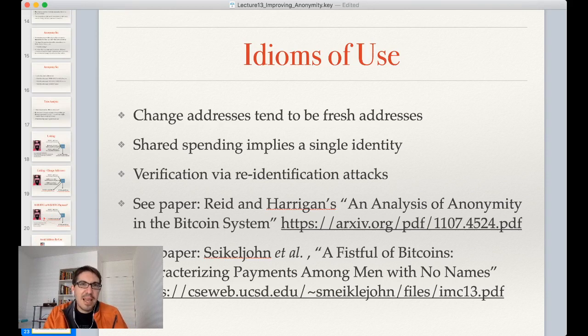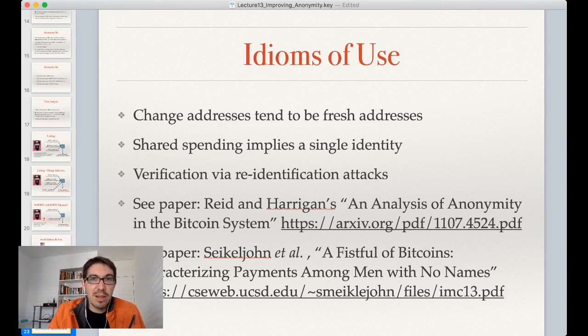So from the earliest days of Bitcoin, people have wanted to try to de-anonymize those using the system. And some of these early Bitcoin de-anonymizers in 2010 and 2011 came up with some idioms of use. That is, how do people use Bitcoin? So we've already mentioned some of these, like shared spending implies a single identity, and that change addresses tend to be fresh addresses. So these new addresses that pop up, they tend to be change addresses.